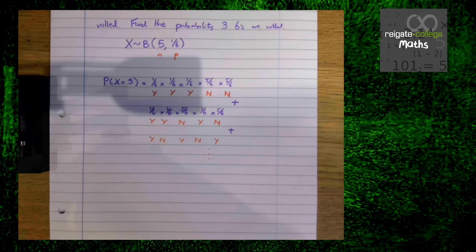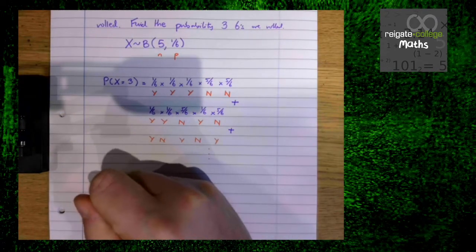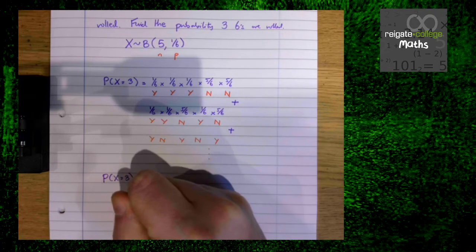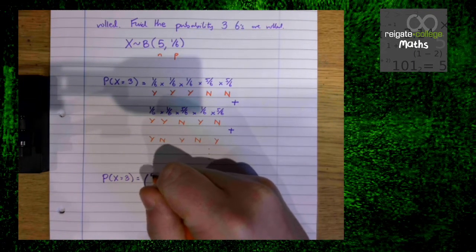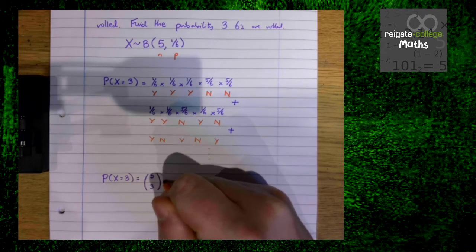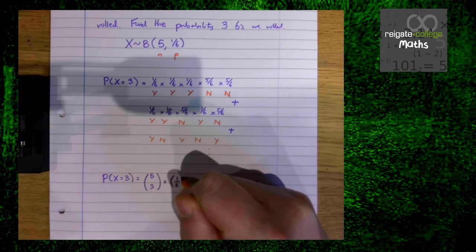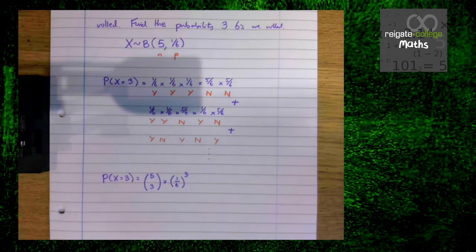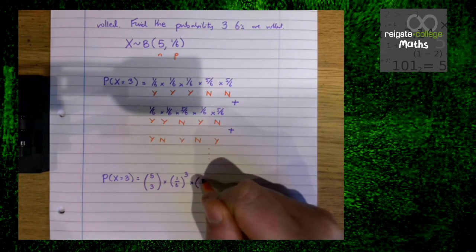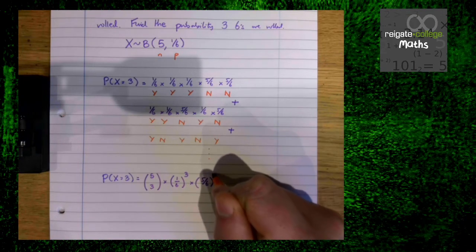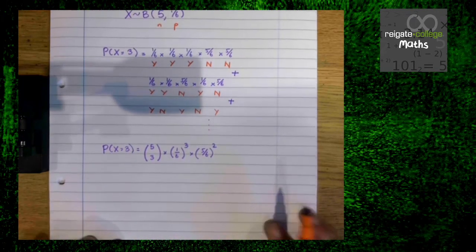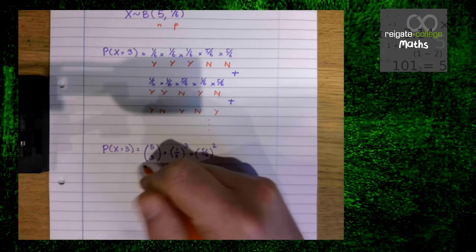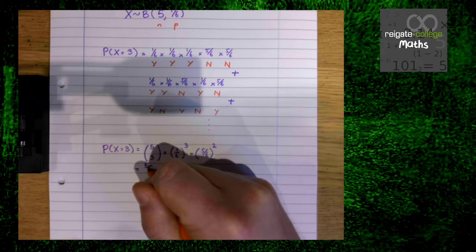So we know that the probability that X equals 3 using this formula is 5 choose 3 times the probability of success to the power of the number of successes, times the probability of failure to the power of the number of failures. This we can just stick in our calculator. The alternate notation for this is that.